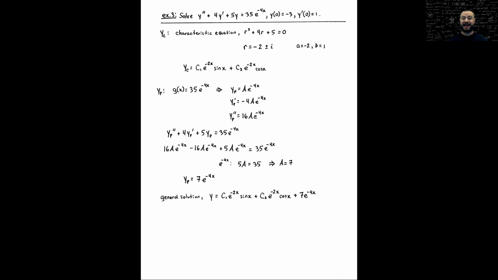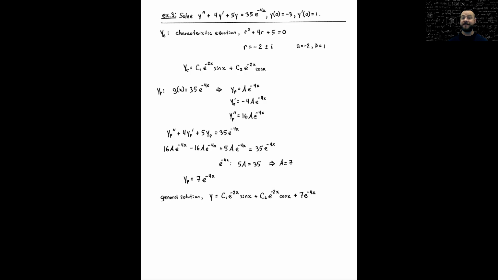We take yp, add that to yc, the complementary solution, and we get our general solution. Now, if there were no initial conditions in the given ODE, we would be done, but we do have initial conditions, which allow us to solve for C1 and C2. Now, before we do that, I want to point out, do not use the initial conditions only in the complementary solution above. We have to use the initial conditions in the full general solution, which is the complementary solution plus the particular solution.